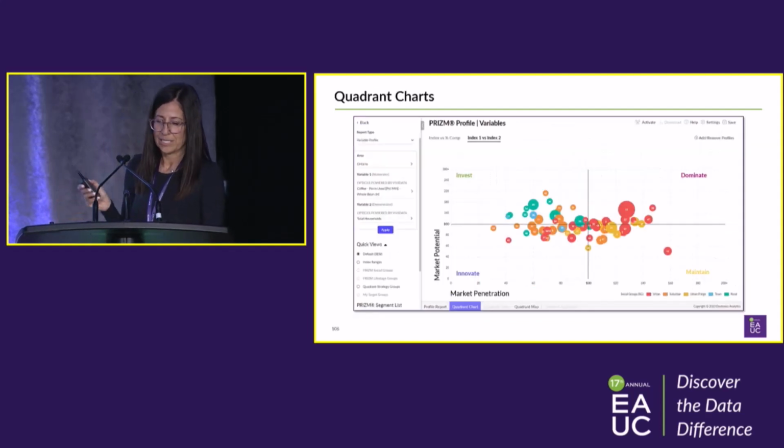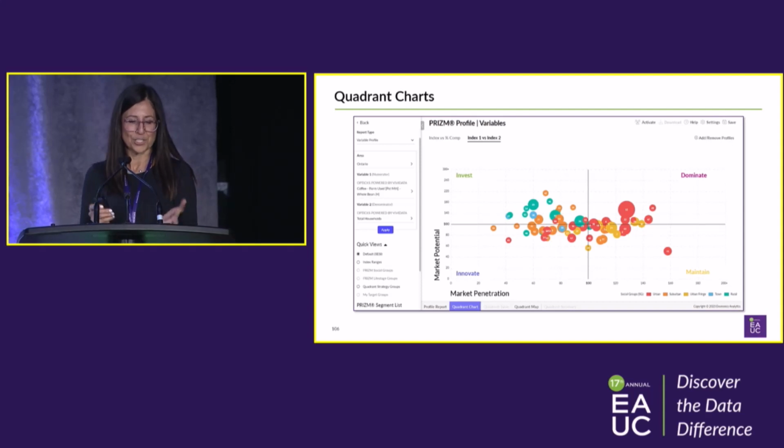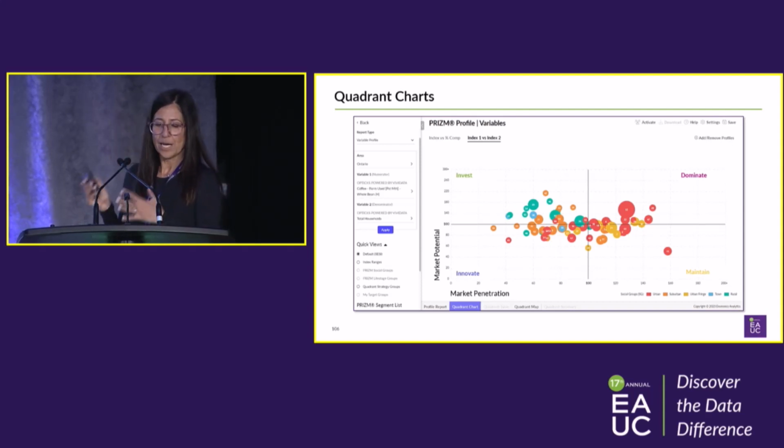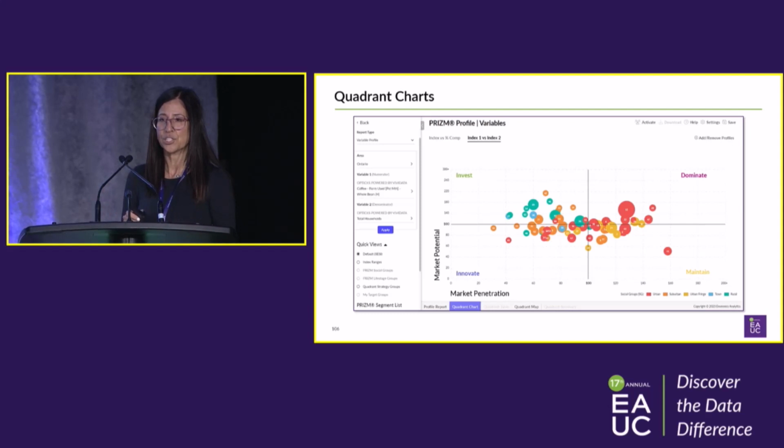So this is one of the examples from our new profiling template. We call them quadrant charts or battlegrams. So relying on your customer data or one of our survey-derived variables, this chart shows the index of penetration and the index of potential for each of the 67 segments of your product or service.